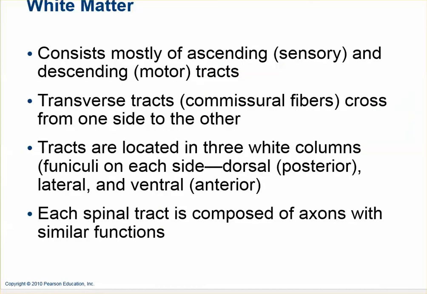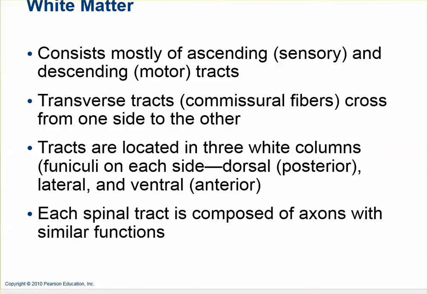So the white matter is really the ascending tracts, the sensory tracts that go up to the brain, and the descending tracts that come from the brain into the periphery. So those would be the motor tracts. There are a few commissural tracts that cross from one side to the other, but mostly it's ascending and descending, sensory and motor tracts. And they're arranged in a way that would make a certain amount of sense.